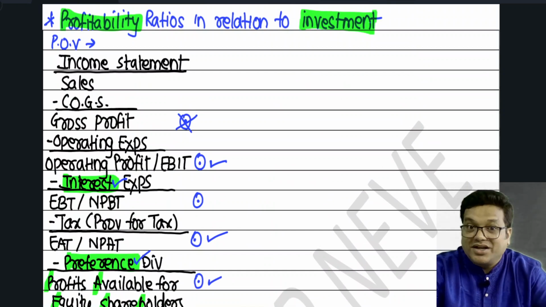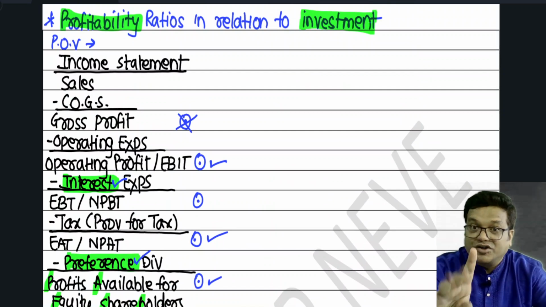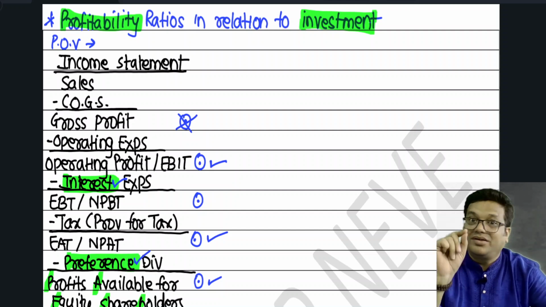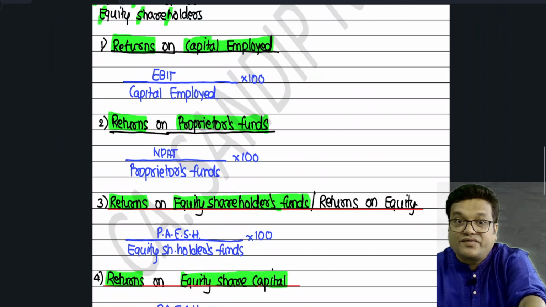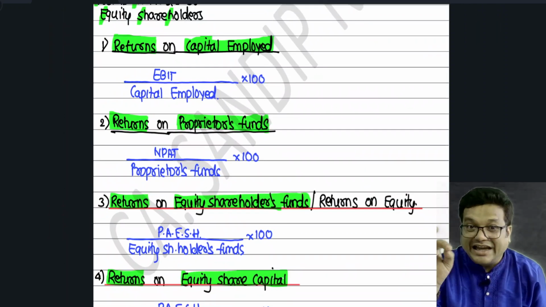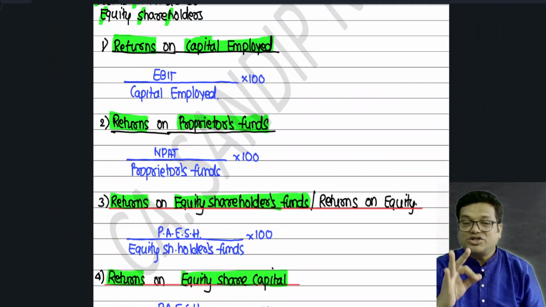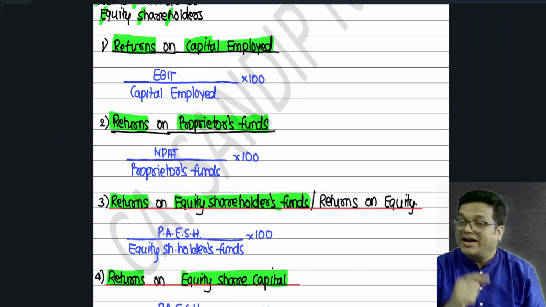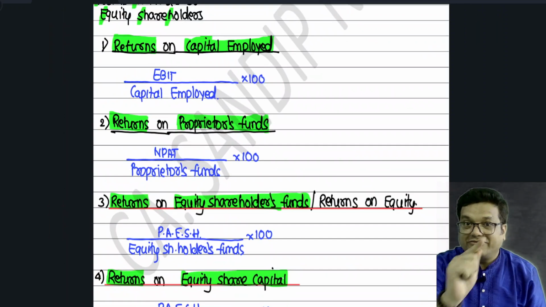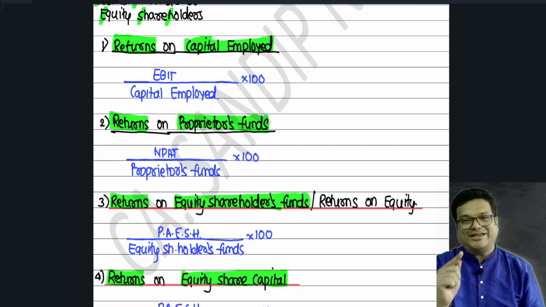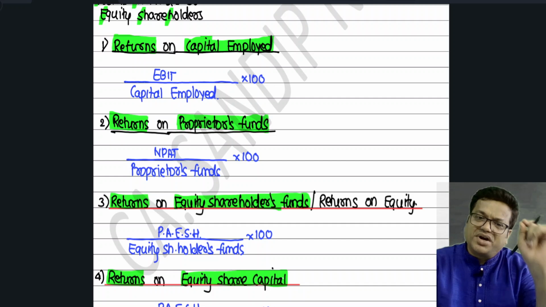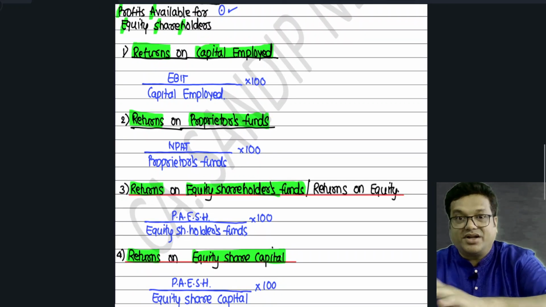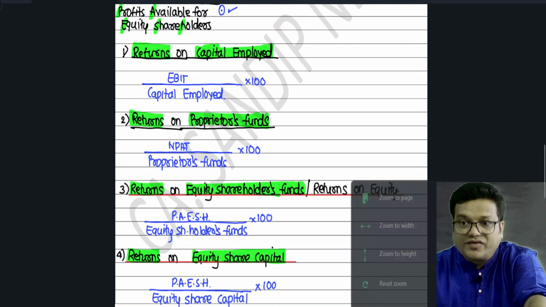How many ratios? Tell me, guys, how many ratios? Four ratios. The first one is returns on capital employed, and the formula is EBIT upon capital employed. The second one is returns on proprietors fund, and the formula is NPAT upon proprietor fund. Third one is returns on equity shareholder fund, and the formula is PAISH, profits available for equity shareholders divided by equity shareholders funds. And the last one is returns on equity share capital, which is again PAISH only but divided by equity share capital.